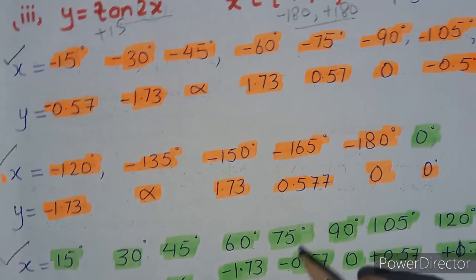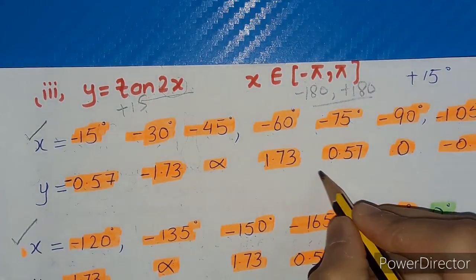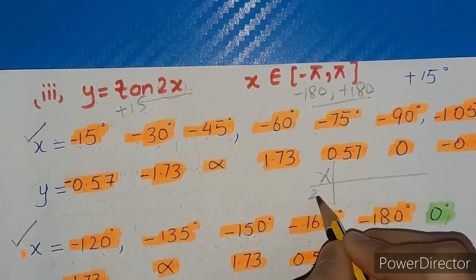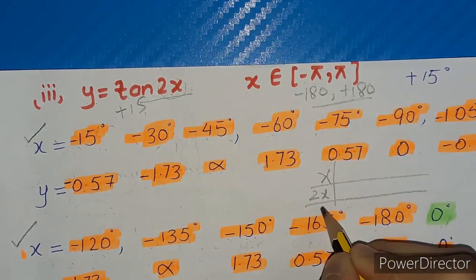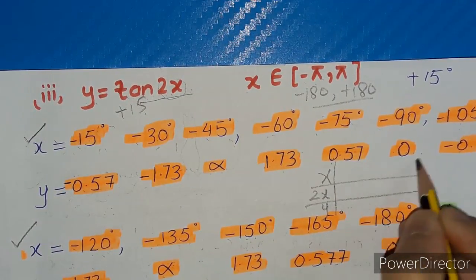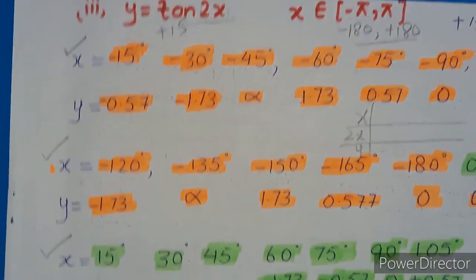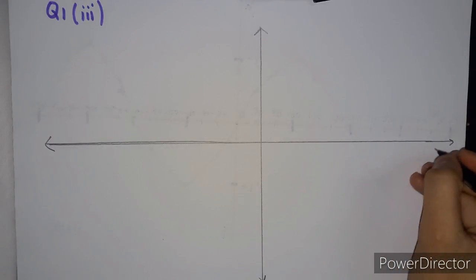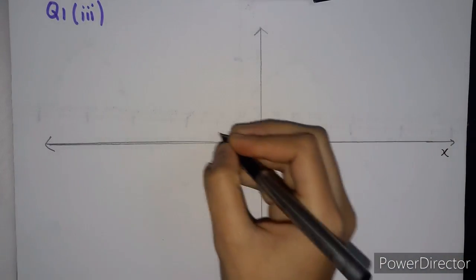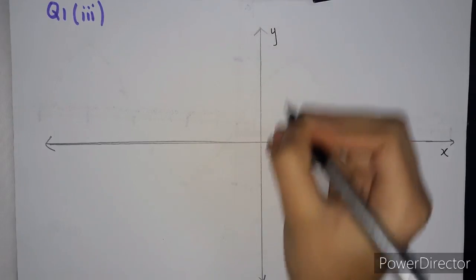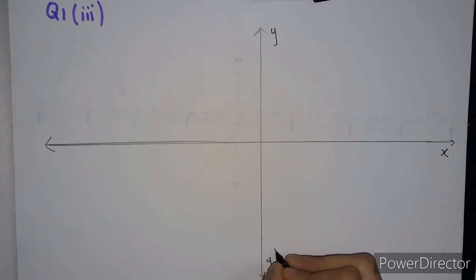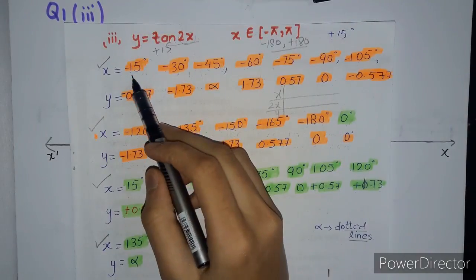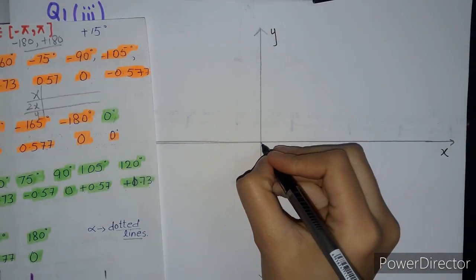The second method is that you write the value of x in a column, then write the value of 2x, then find the value of y. That is the long procedure. This method is easy: draw two lines, x and y, write the values of x with the same method, with y dash and x dash. See here, minus 15, here is 0 degrees.